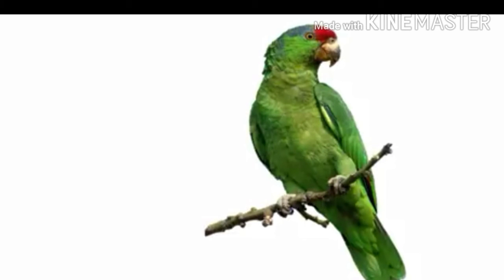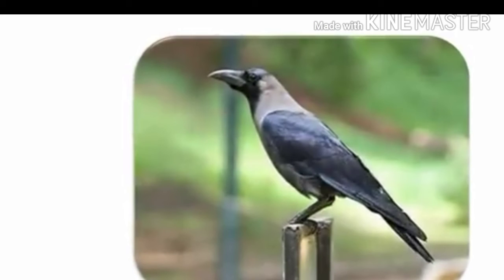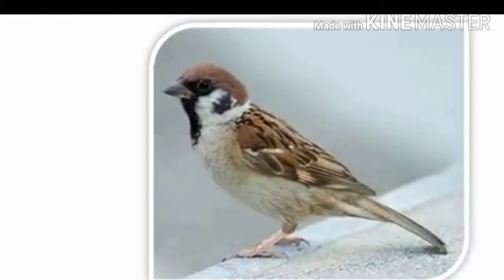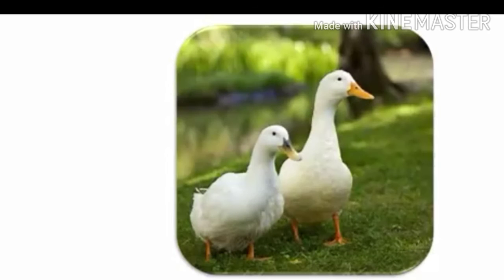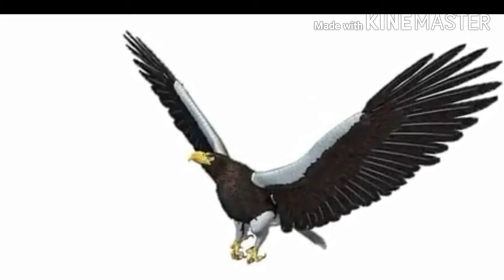Here some animals. It is a parrot. Next is crow. It is a crow. Okay. Next, sparrow. Sparrow. Duck. It is a duck. It is a swimming animal or aquatic animal. It is an eagle. Eagle. It is a bird of prey.